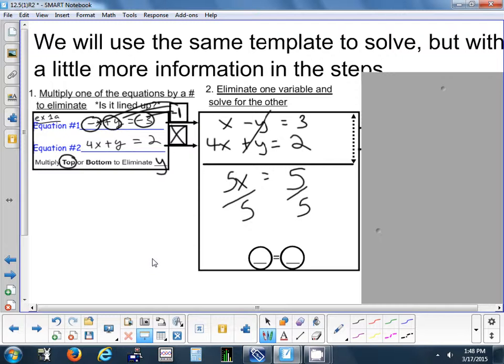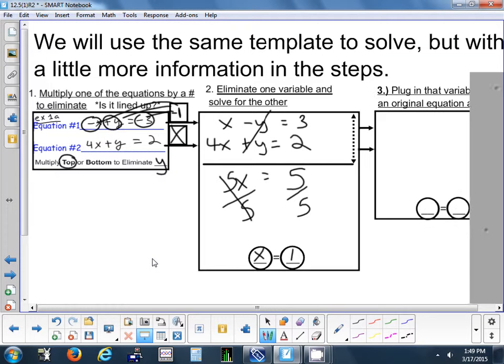Whatever's left goes here. This cancels. X equals what? 1. Again, just adding one more step. Wherever we're multiplying by, we're writing that down. We're doing our elimination. Then we're doing the work to get that first variable. Yesterday, this piece wasn't here. We did it over here. We're just doing it in one box today. That's all. That's the big change. That's the only thing that's different as far as the way the template's set up.